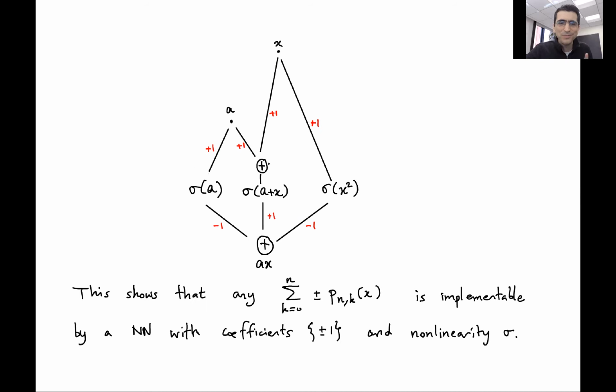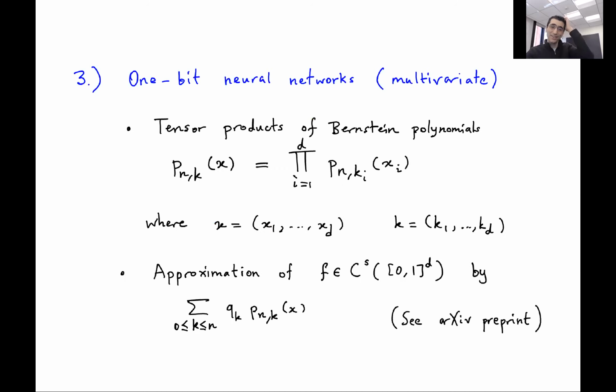Okay, so that's for one variable, right? How do we do this for multivariable? Now, this is the part that obviously I'm not going to get much into. Well, I claimed I was going to, but I realized it was not going to be realistic, but it's all in the paper. So how do you do one-bit neural networks in the multivariate case? Well, the first thing is that one forms tensor products of Bernstein polynomials. So in each variable xi, we compute, well, if you have a multi-index k consisting of k1 through kd, you just multiply them by this tensor product.